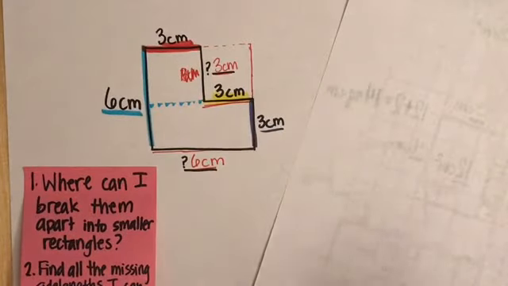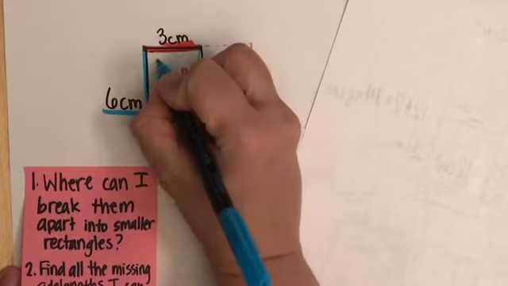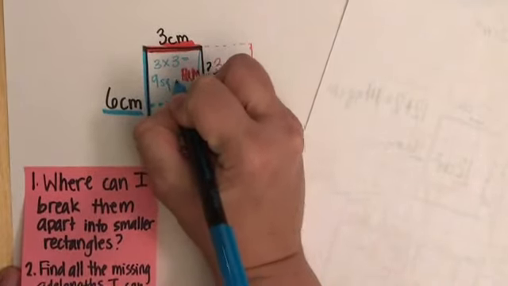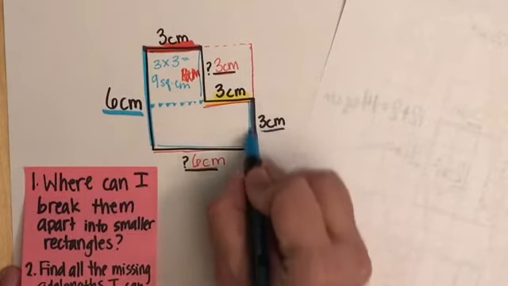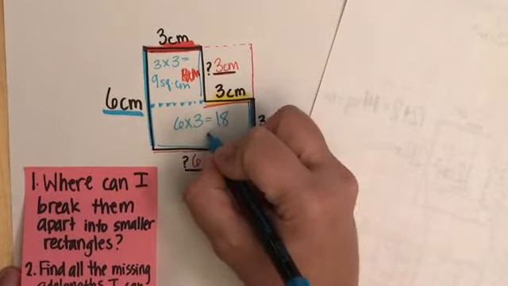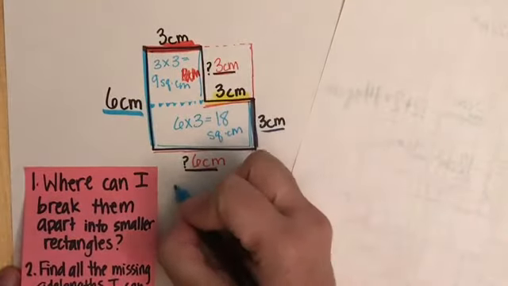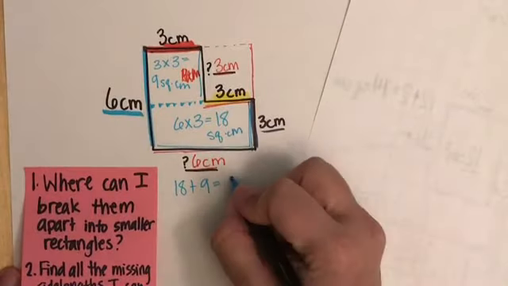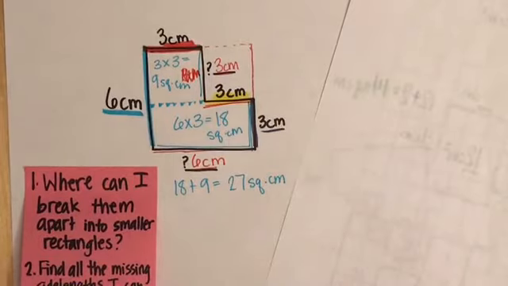All right, your answer, you should have done 3 times 3. Wow, this is looking pretty crazy now. So 3 times 3 equals 9 square centimeters. And then here for this rectangle, we have 6 times 3 equals 18 square centimeters. So our total composite figure is going to be 18 plus 9, which equals 27 square centimeters. How did you guys do?